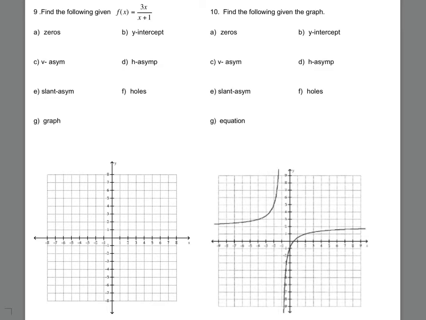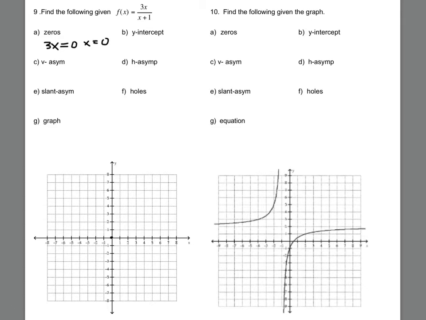Number 9. Find the following given rational expressions. f of x equals 3x over x plus 1. So we just recently practiced this. How do I find the zeros? I'm going to set my numerator equal to 0. So 3x equals 0. That means I have a zero located at x equals 0.